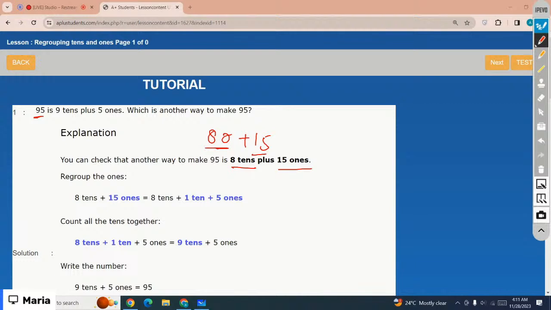So you have 8 tens plus 15 ones, or you can write 8 tens plus 1 ten plus 5 ones. When you add the tens, 8 plus 1, 9 again, that is the same 9 tens and 5 ones, right? So basically, you just have to regroup them, right? You can write a number in more than one way, right? So let's just start with the test questions.